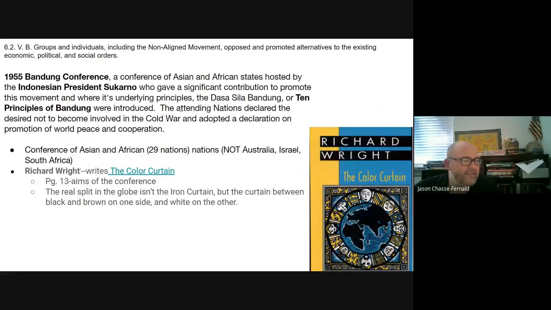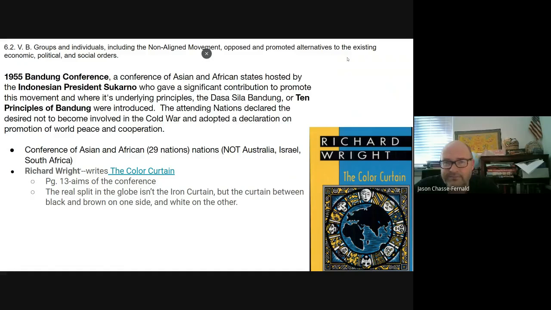All right. There's an interesting perspective on this conference. This is a book written by an American, Richard Wright. If you don't know who Richard Wright is, he's an African-American journalist living in Paris at the time. He reads about this conference in the paper, and so he decides to travel there and to report on it. So he goes, and then he eventually ends up writing this book, right?